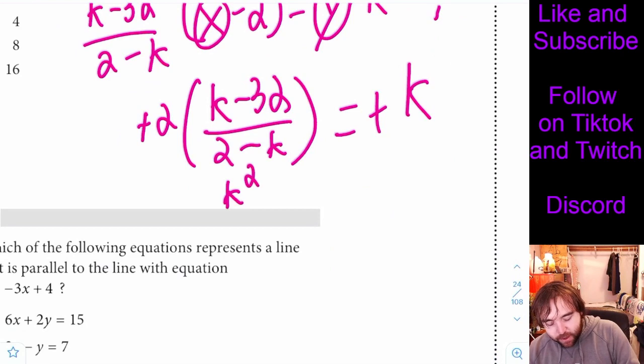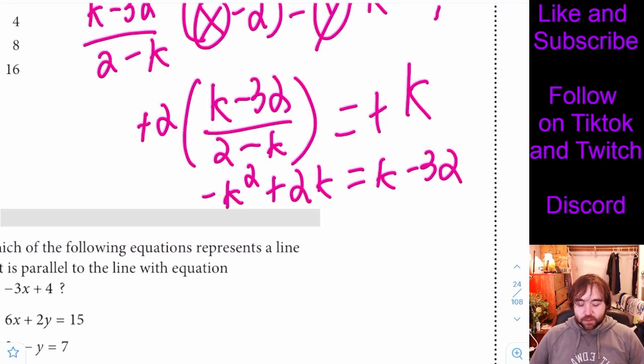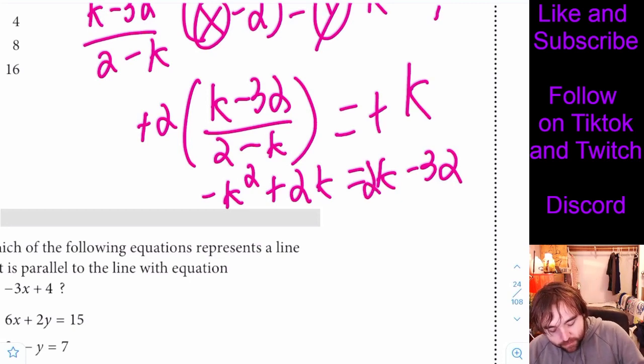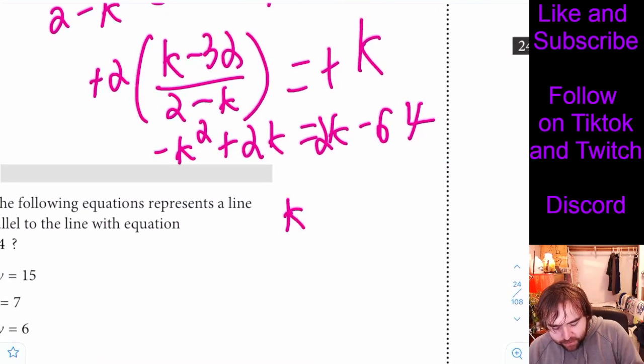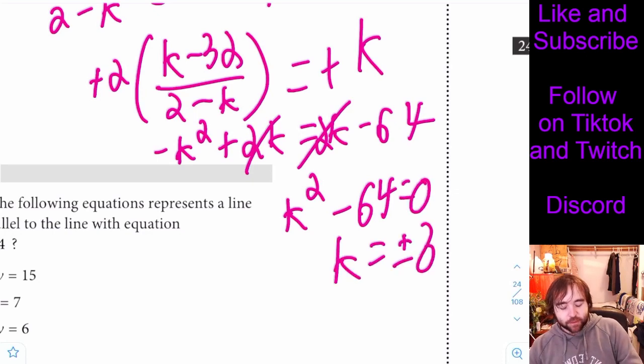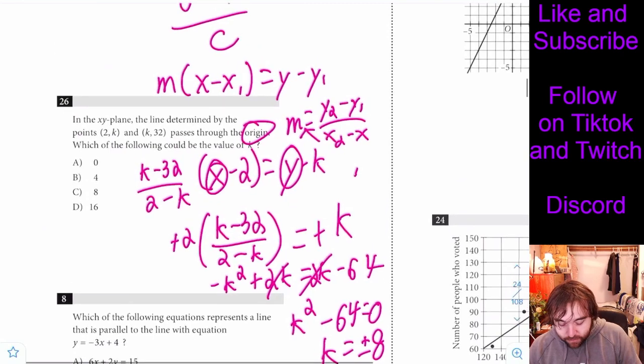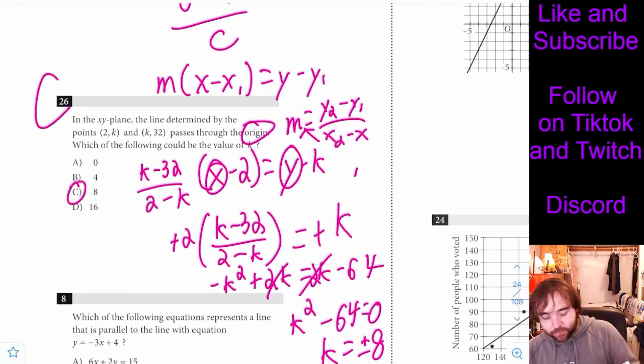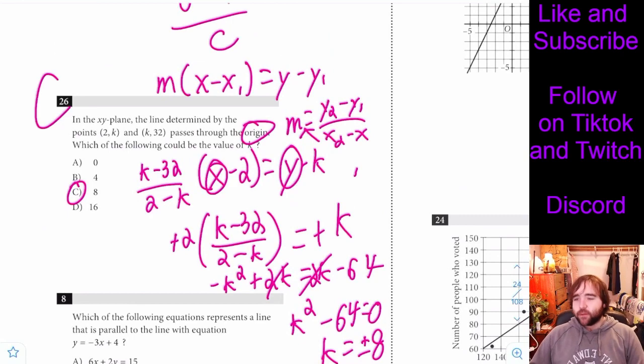We'll cross multiply and distribute at the same time. I suppose it's a negative K squared plus 2K equals K minus 32. Oh, we do still have that 2 though. So 2K minus 64. And then just move everything to the right. So K squared. Oh, and the 2Ks cancel. That's what's nice. So it's K squared minus 64 equals 0. So K equals plus or minus 8. 8. Okay, that was a fun problem.